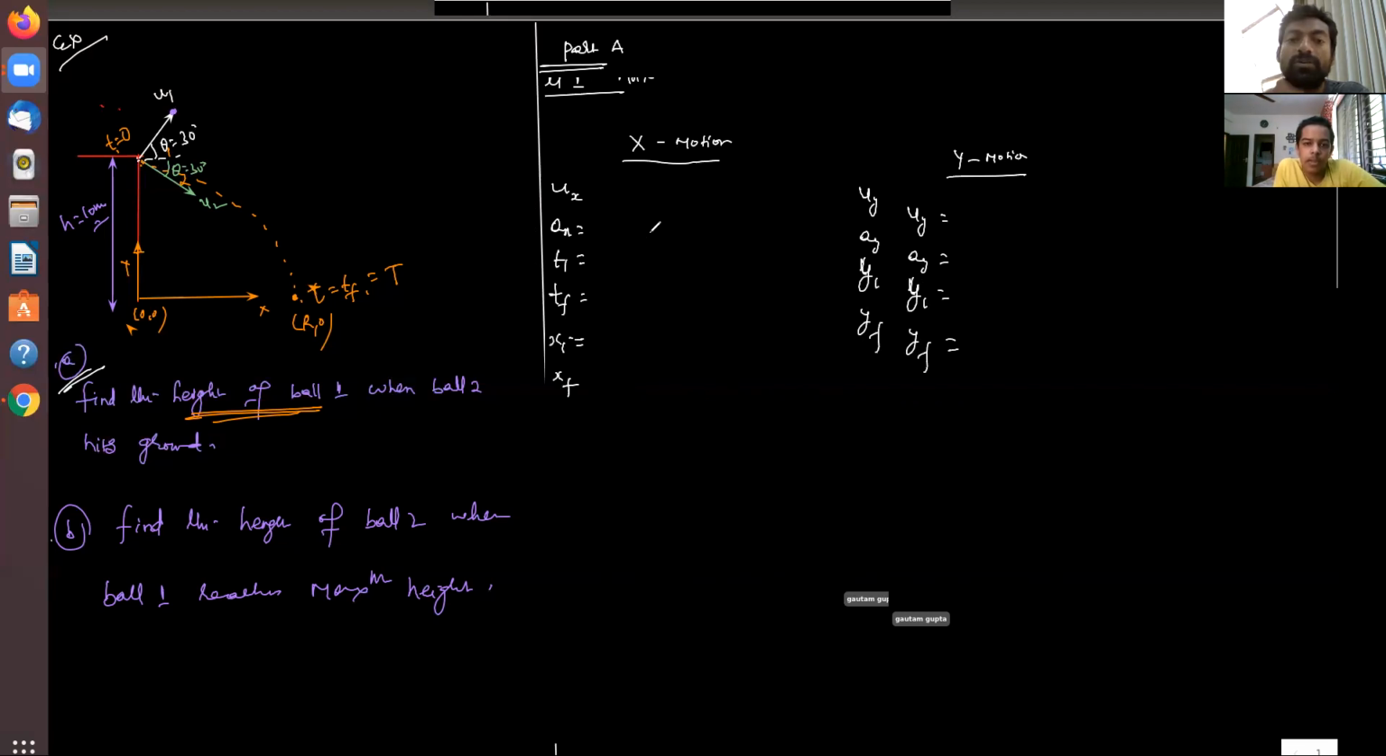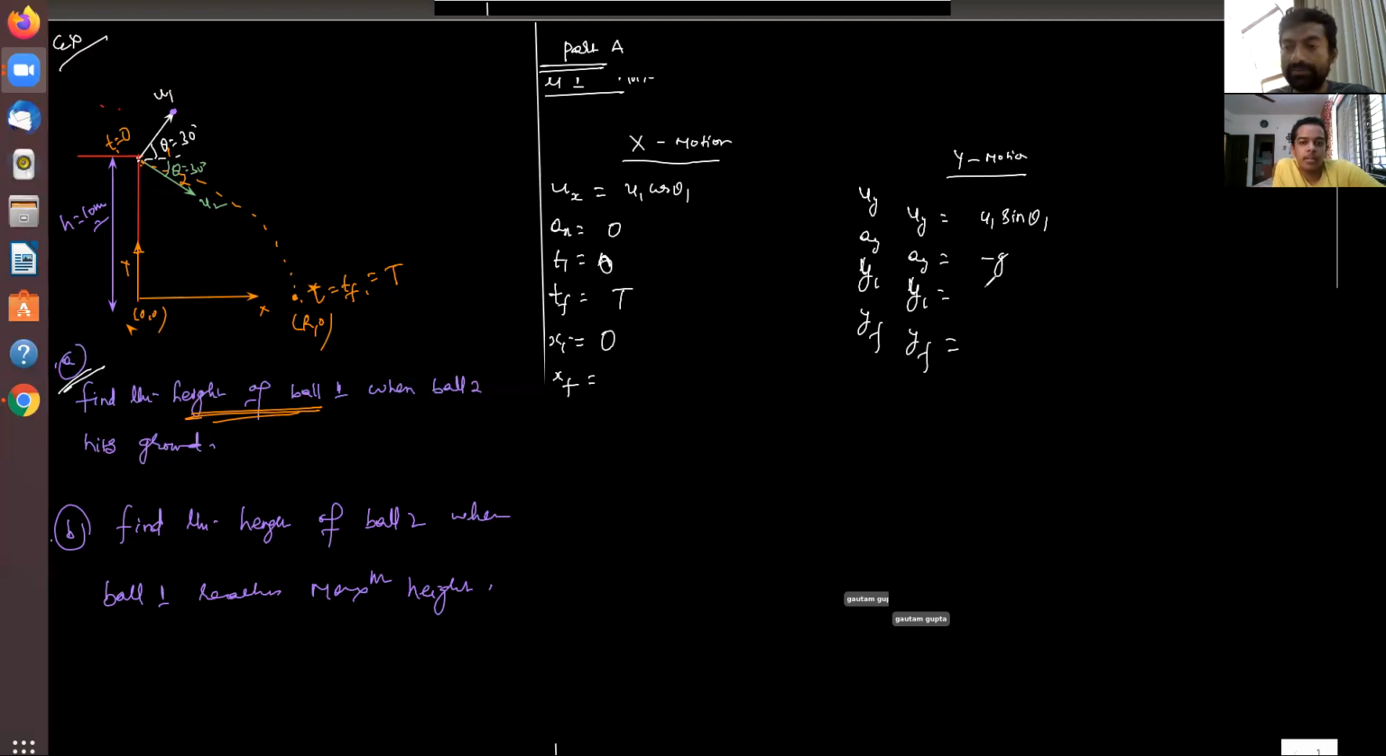Tell me, what is ux for ball 1? Ux is u1 cos theta 1. What will be uy? Uy will be u1 sin theta 1. What will be ax? 0. What is ay? Minus g. Ti is 0. What is tf? Tf is what we calculated in the first part, that time t. Okay, because it is asking at that time where it is. What is xi? Xi is 0. And what is xf? I don't know. What is yi?